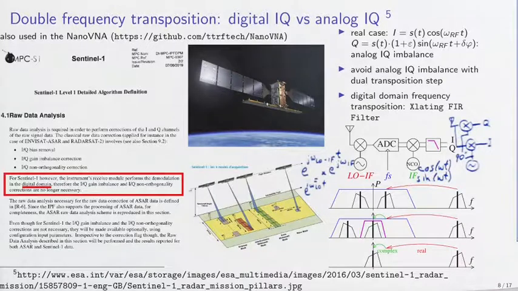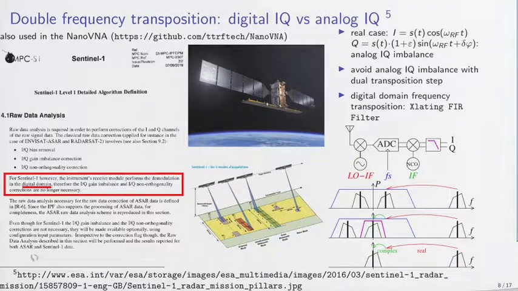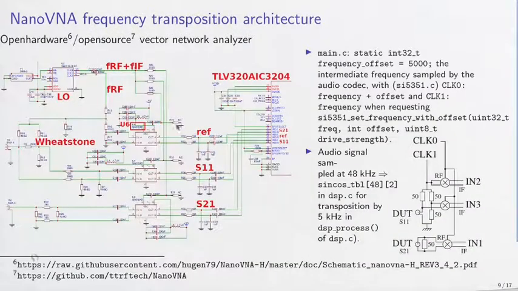So you see here that digital processing allows you to achieve results that could not be achievable using analog electronics. This concept of two-step frequency transposition from radio frequency band to baseband and then from the intermediate frequency to 0 Hertz is actually used in a low-cost vector network analyzer, the NanoVNA, as described in this presentation here.